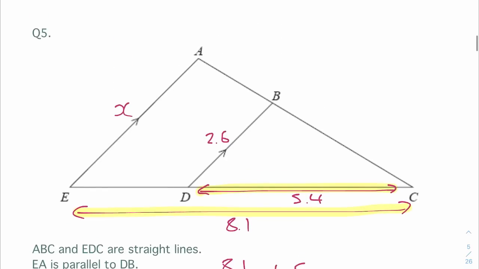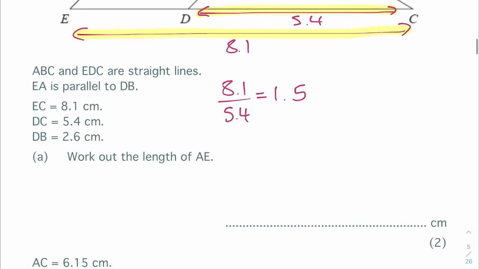So to move between the lengths, we're going to times or divide by 1.5. So here we are working out the larger length. So we're going to times by 1.5. And if we work that out, 2.6 times 1.5, we get an answer of 3.9. So there we go, our final answer for part A is 3.9.